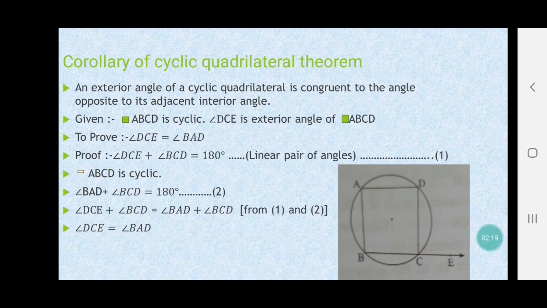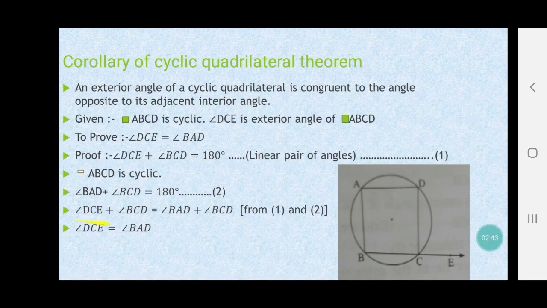Now observe both the equations. See the right hand side of both the equations. The right hand side of both equations is 180 degrees, meaning they are equal, meaning ultimately the left hand sides will be equal. So the left hand side of equation 1 will be equal to the left hand side of equation number 2. So angle DCE plus angle DCB is equal to angle BAD plus angle BCD.